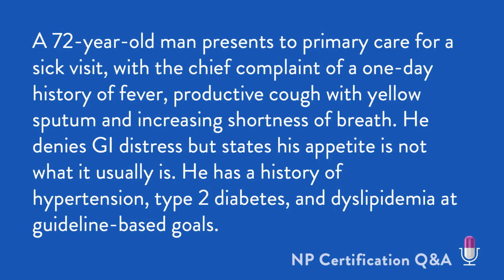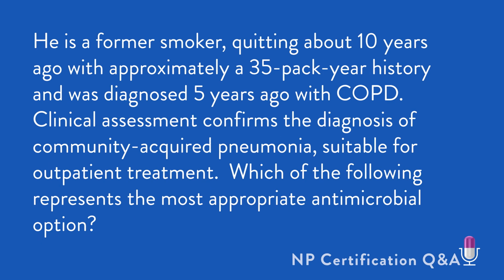A 72-year-old man presents to primary care for a sick visit with a chief complaint of a one-day history of fever, productive cough with yellow sputum, and increasing shortness of breath. He denies GI distress, but states his appetite is not what it usually is. He has a history of hypertension, type 2 diabetes, and dyslipidemia, all at guideline-based goals. He's a former smoker, quitting about 10 years ago, and has approximately a 35-pack year cigarette smoking history, and was diagnosed with COPD 5 years ago.